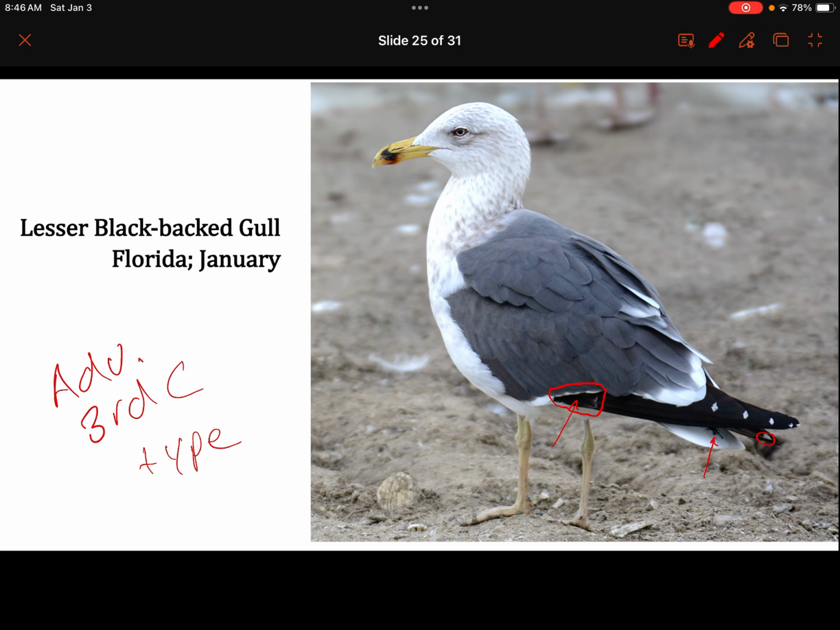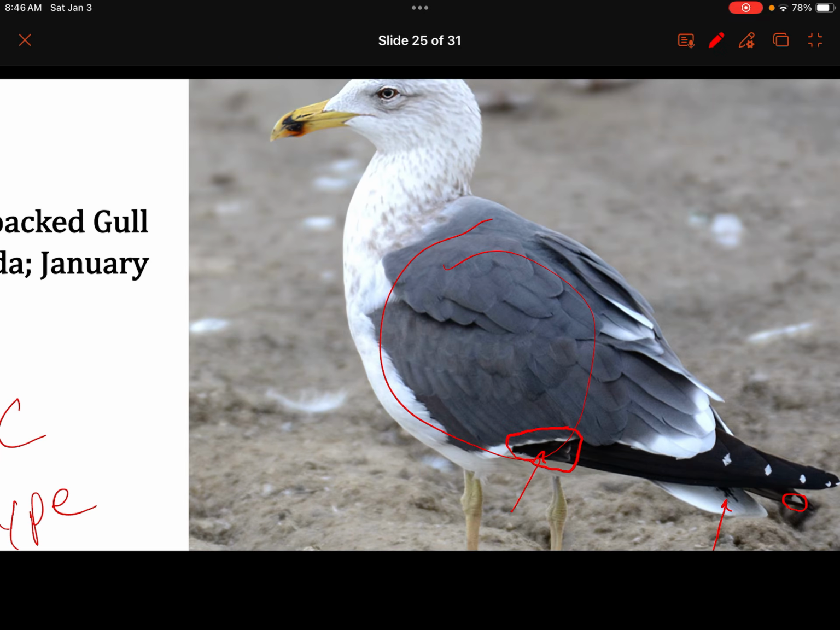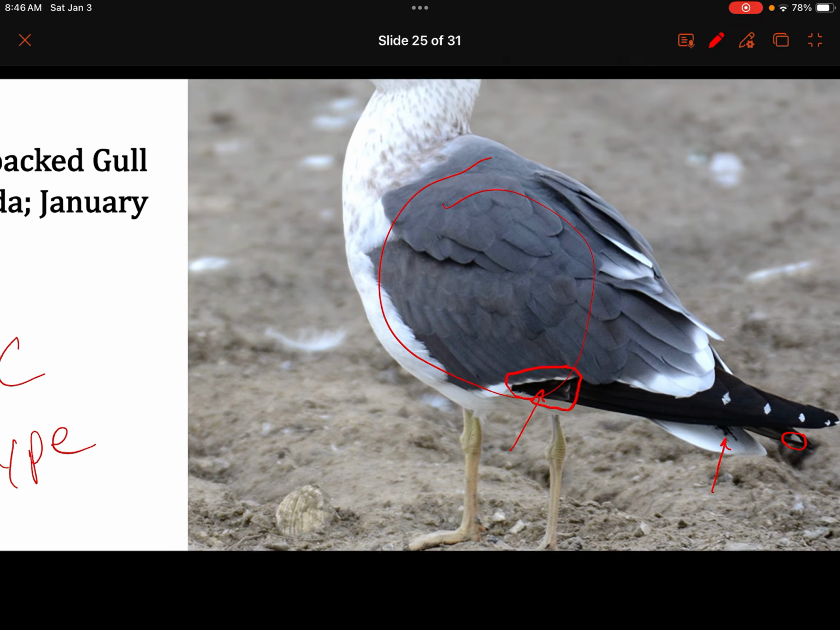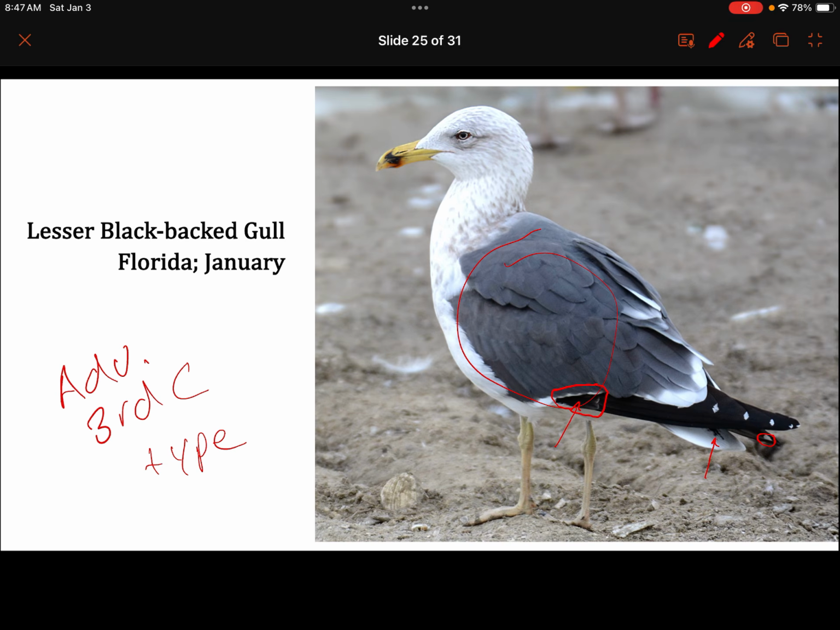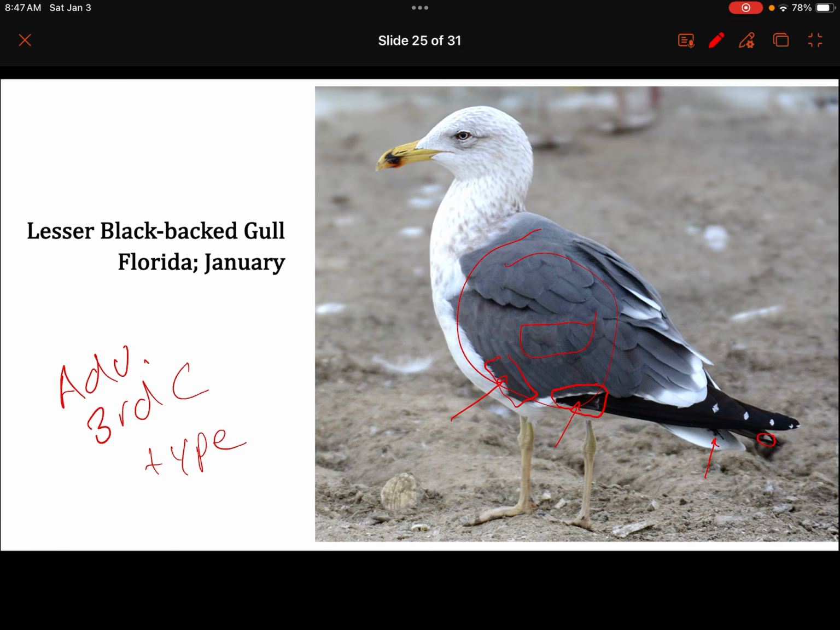You notice with these birds, they'll have more brownish wash across the upper parts than a typical adult. Now, lesser black-backs in general do show this fuscus, this brownish hue to their upper parts, but there's enough here on the outer greater coverts and some of these median coverts to suggest that this bird is not a definitive adult.